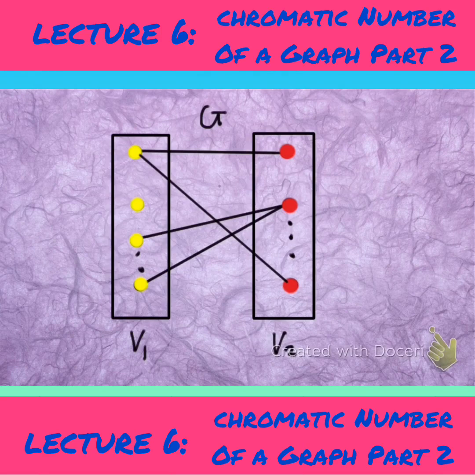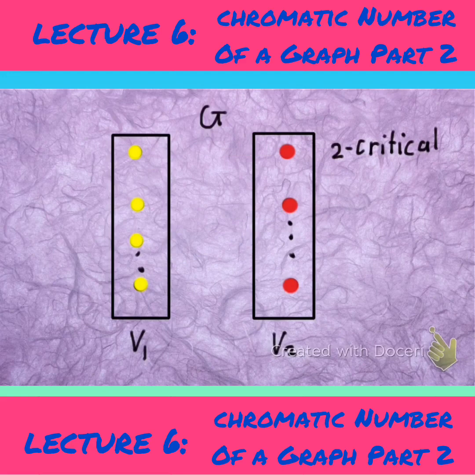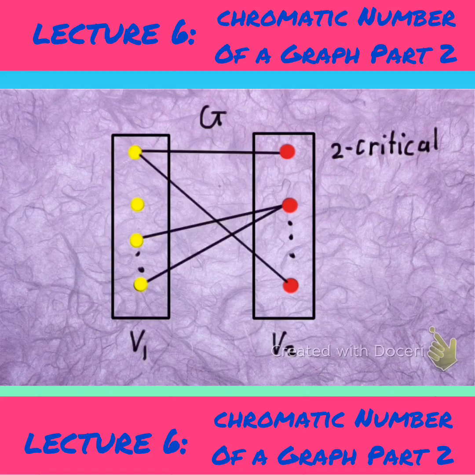So let's look at this bipartite graph, and let's say that G is 2-critical. So what must it look like? Obviously you must have at least one edge between the two partite sets. If no edge exists, then the graph is not 2-chromatic, because you can just use one color. So therefore there must be at least one edge.